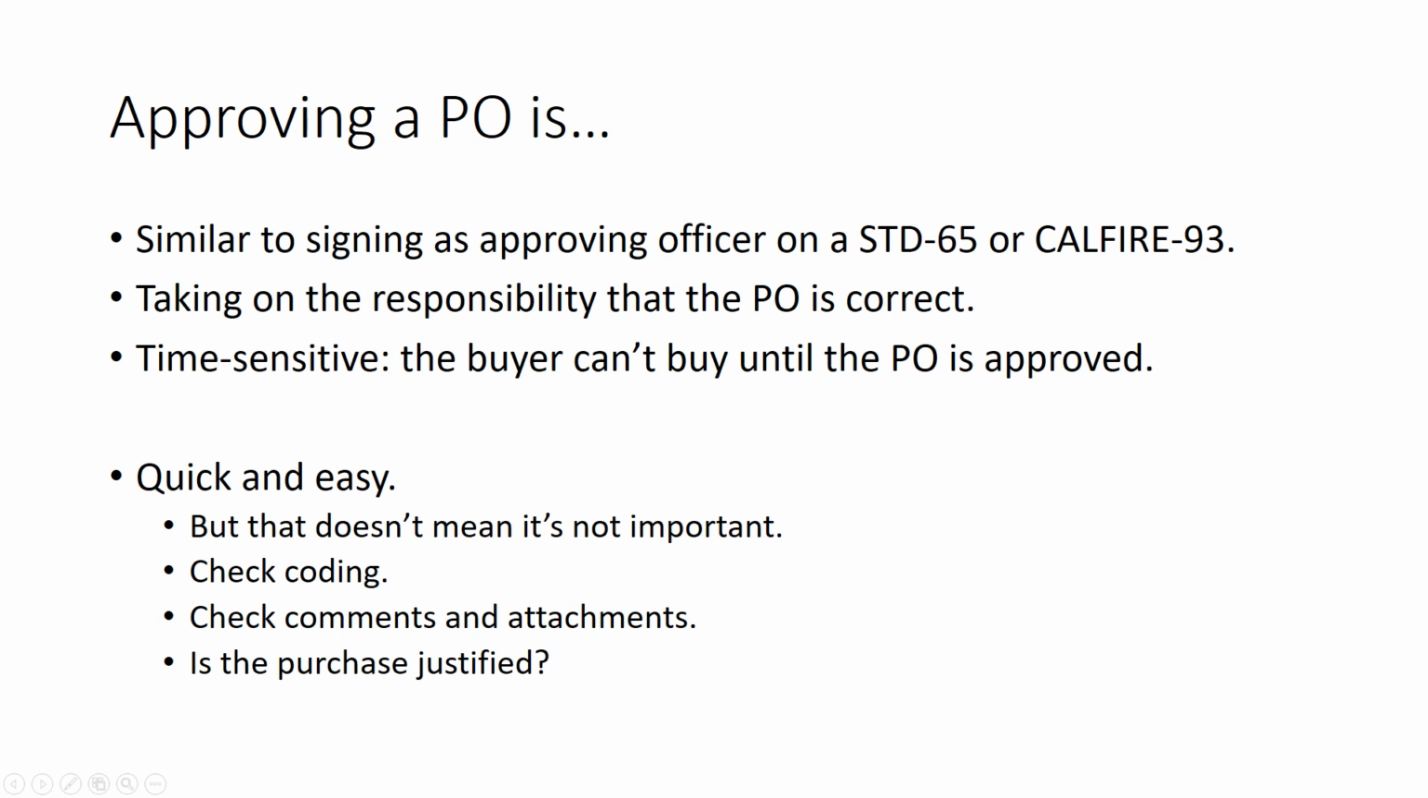No matter what purchase order approver level you are, this task is approximately the same as signing a Standard 65 or CAL FIRE 3 as the approving officer. Other similarities include taking on the responsibility that the purchase order is correct, along with the buyer who also has that responsibility. It is also a time-sensitive process because the buyer cannot make the purchase until the purchase order is approved. It is also a relatively easy process and shouldn't take more than a few minutes, depending on the number of line items to check.